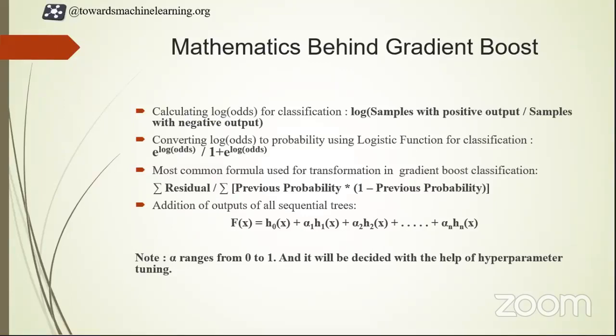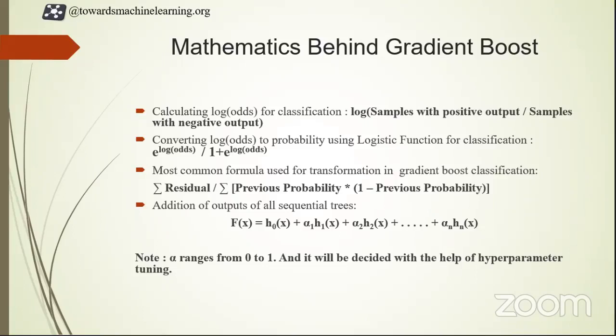What we have to do is take the summation of all the residuals and divide with the summation of previous probability into 1 minus previous probability. Like this way you can do transformation in gradient boost classification.